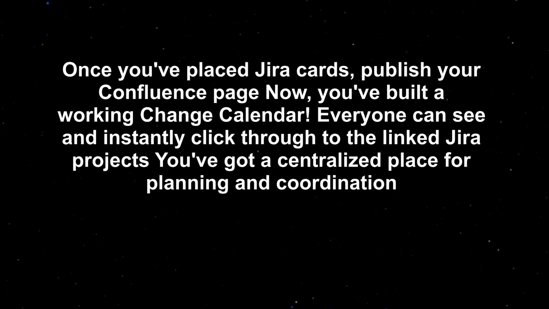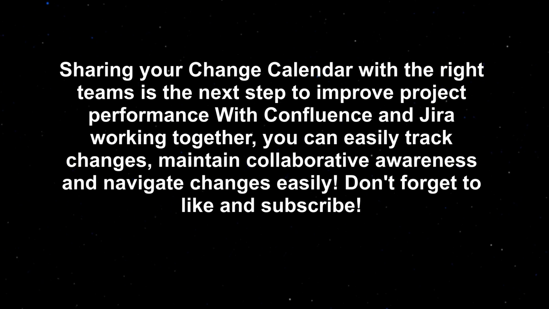Now, you've built a working change calendar. Everyone can see and instantly click through to the linked Jira projects. You've got a centralized place for planning and coordination. Sharing your change calendar with the right teams is the next step to improve project performance. With Confluence and Jira working together, you can easily track changes, maintain collaborative awareness, and navigate changes easily.